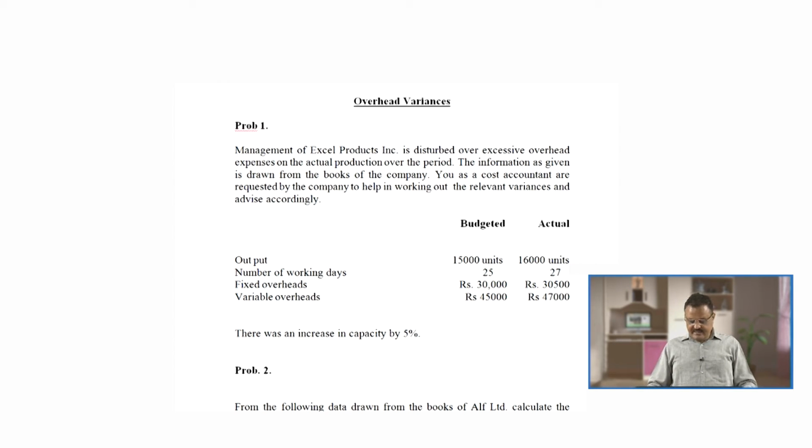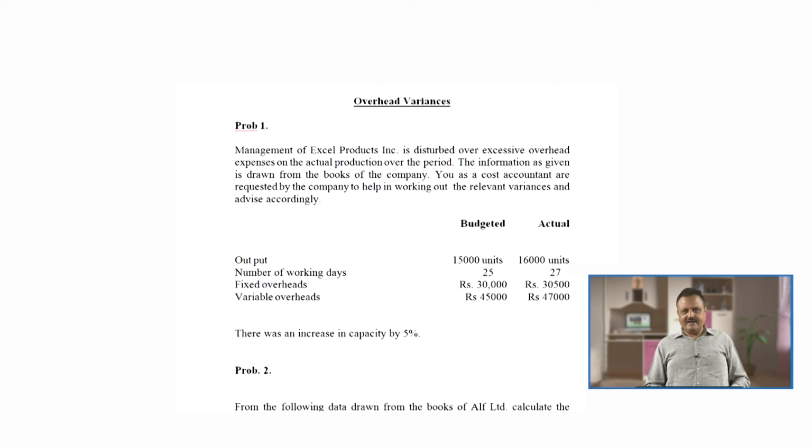Fixed overhead means total fixed overhead cost: the standard, or budgeted, cost was rupees 30,000, and actual is 30,500, it has gone up a little. And the cost of variable overheads is how much? That is rupees 45,000, that was standard, but actual also has gone up, that is 47,000. And finally, we are given the information that there was an increase in the capacity by 5%.